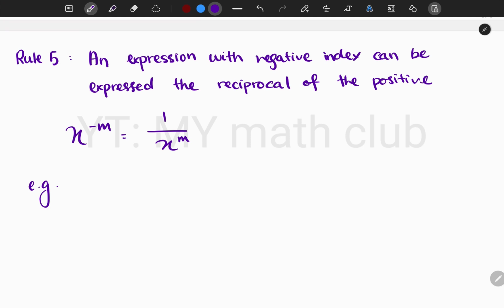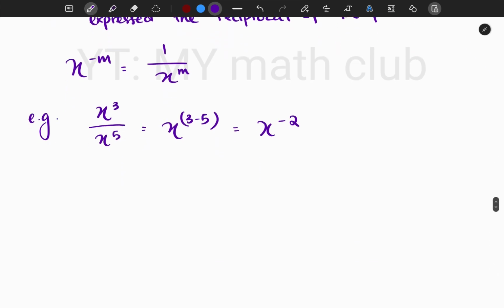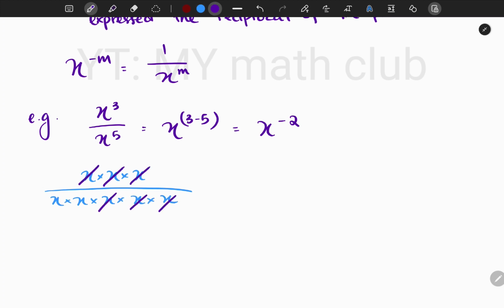By now, you should know that when you're dividing index expressions with the same base, we can subtract the powers. So for this, x cubed divided by x to the power of 5, we can understand it as x raised to the power of 3 minus 5, which is equal to x to the power of negative 2. So now let's break this down. x cubed divided by x to the power of 5 is basically x multiplied by x multiplied by x divided by x multiplied by itself 5 times, and we can simplify this by division to find ourselves with 1 over x times x. Rewrite this back as an index expression and we get 1 over x squared.